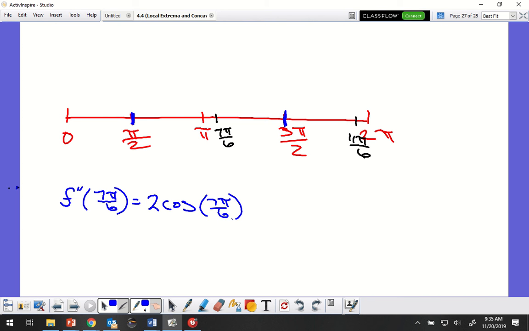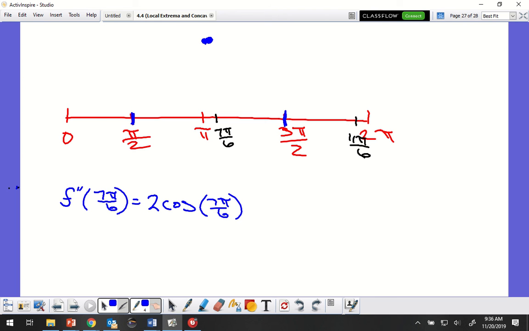Okay, think about it. Where is 7 pi over 6? It's quadrant 3. Negative, negative, right? So it would be negative. So this is going to be a negative. If it is negative, that means my concavity is opening down, so this has to be a max. So this is going to be a max right here. I'm going to put this one up here, closer.